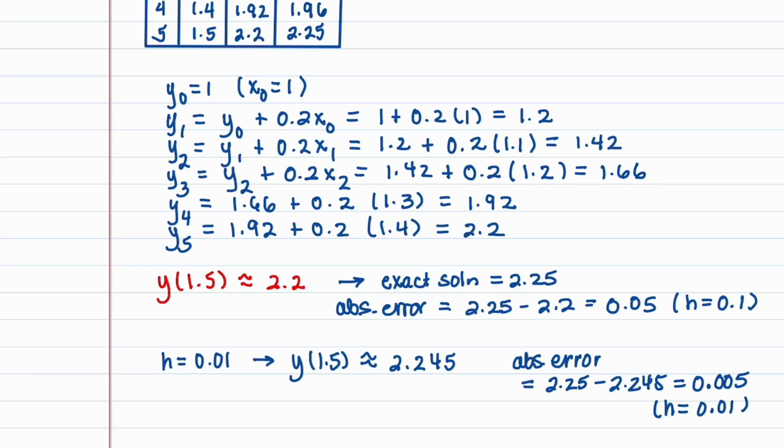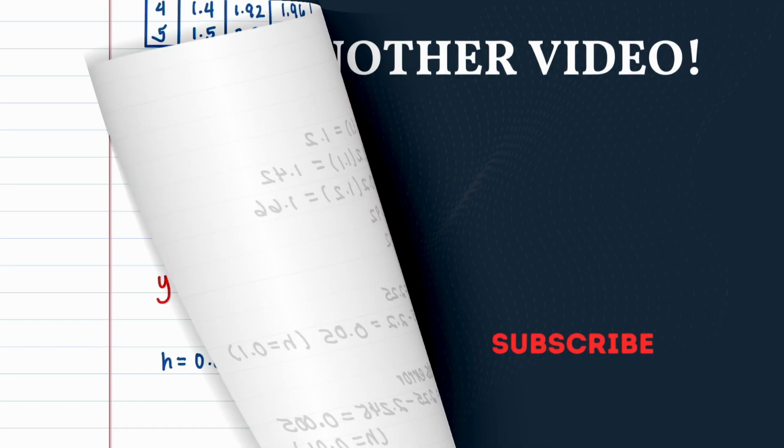And that's it. You now know how to use Euler's method to construct an approximate solution and how the step size h affects the accuracy of the solution. You should be all set now to work through some practice problems on your own.